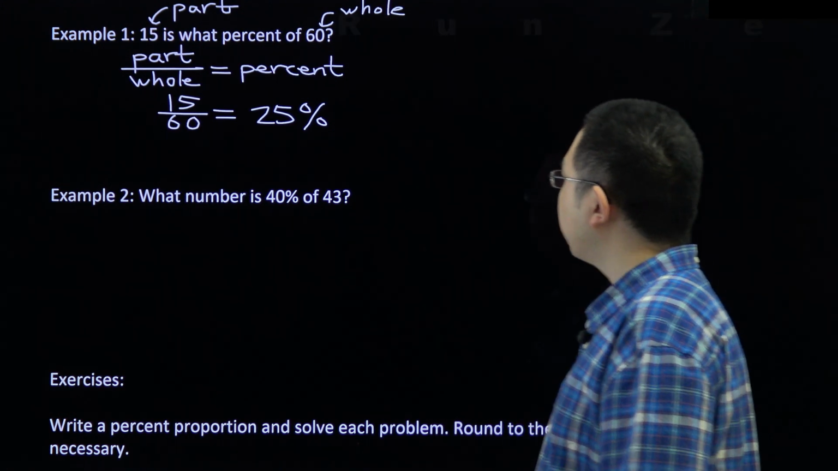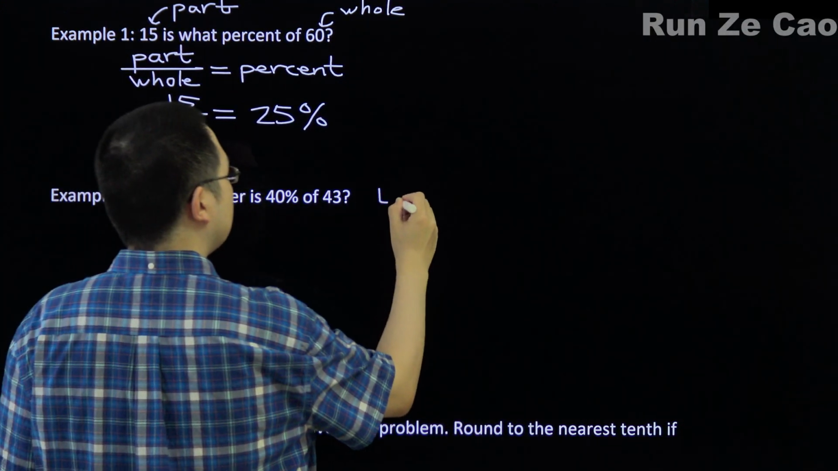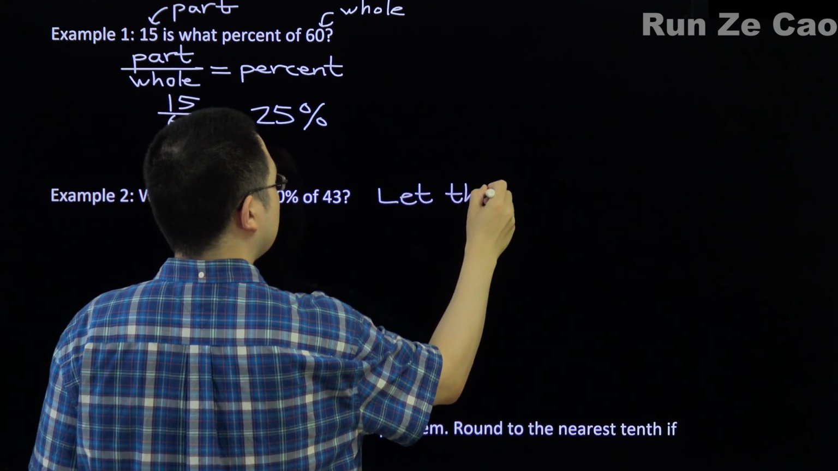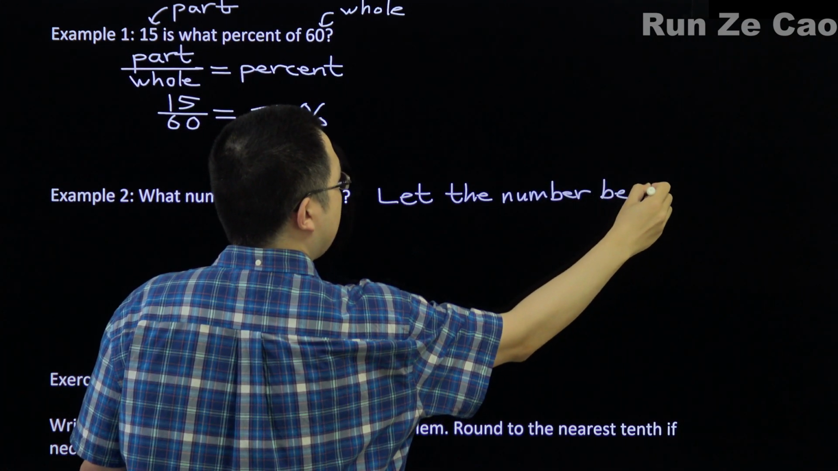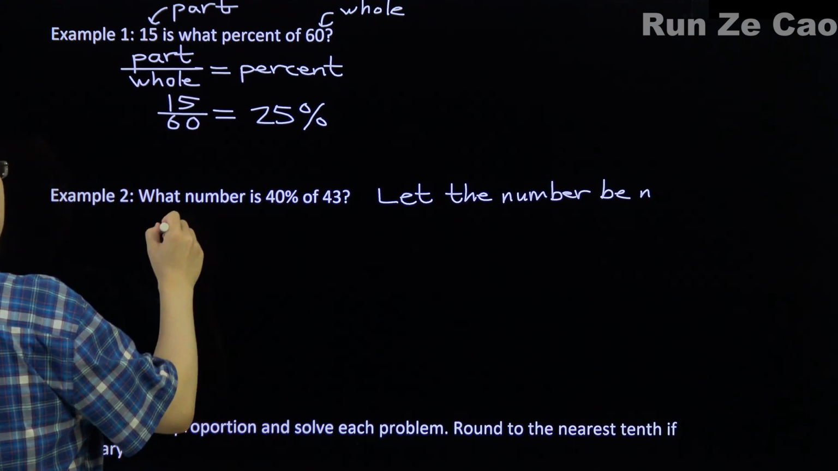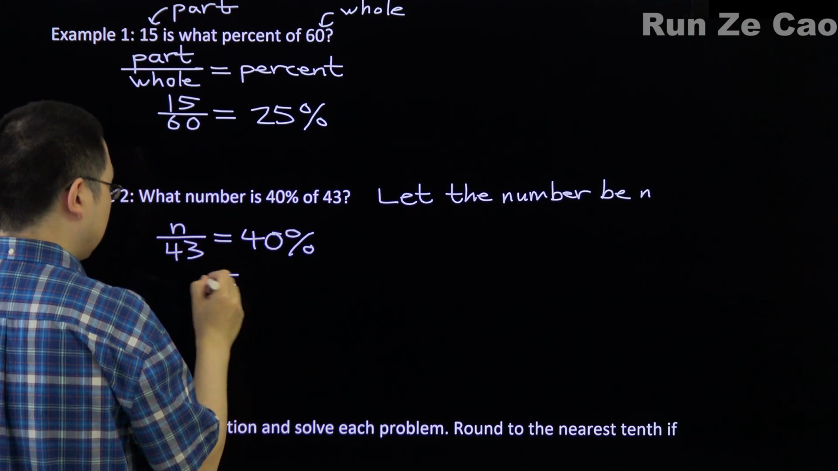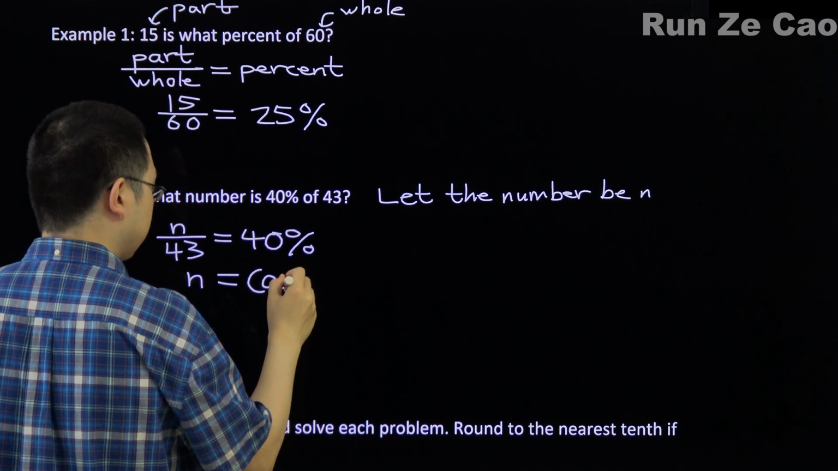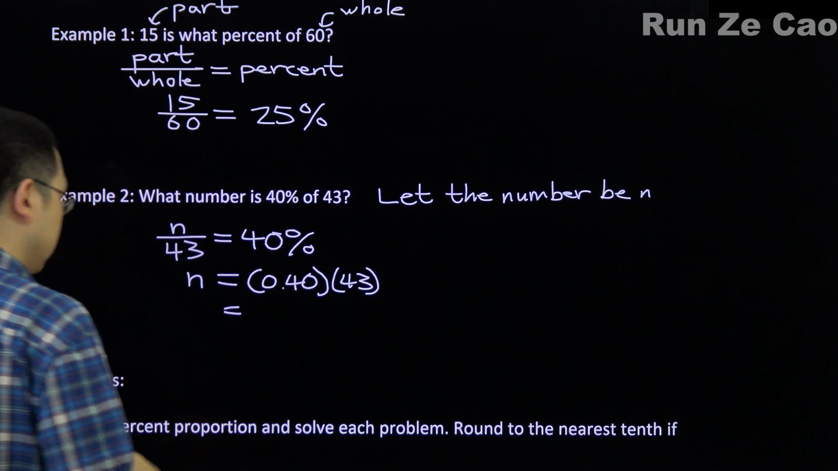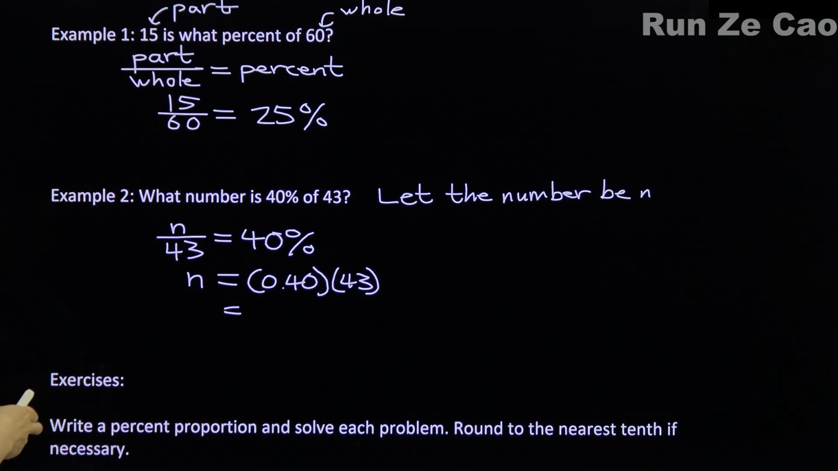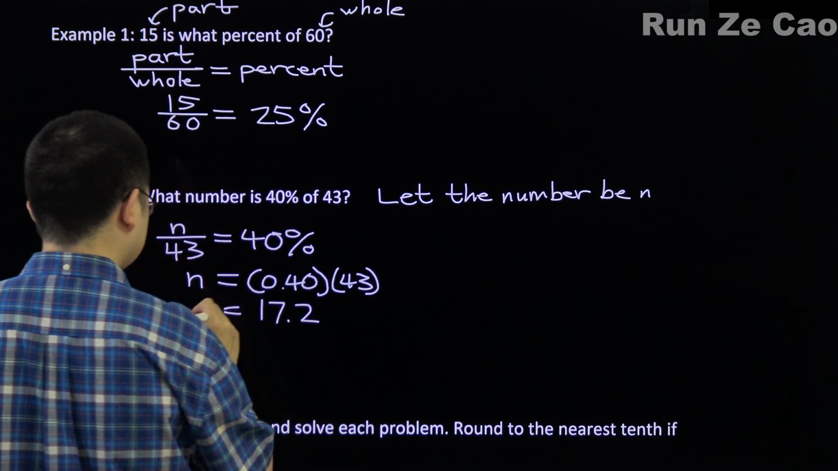So what number is 40% of 43? Well, let the number be n. N over 43, so it's 40% or 0.4. So n is equal to 0.40 times 43, which is 0.4 times 43, 17.2. That's n.